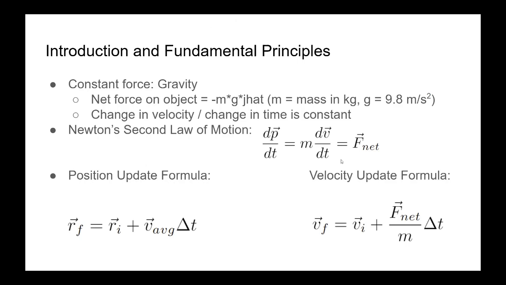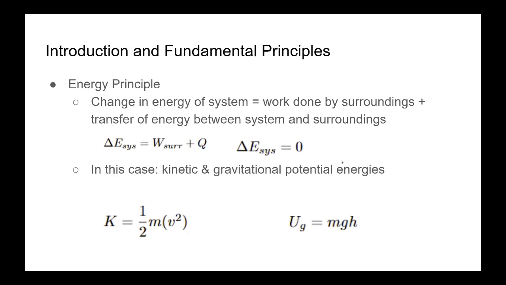Just as an introduction, just as before, we have a constant force of gravity near the surface of the Earth, which is the negative of the mass times the gravitational acceleration in the j hat or y direction, so up and down. And this is showing Newton's second law of motion, so the acceleration is constant, the force is constant. And the position and velocity updates are just as before with other labs.